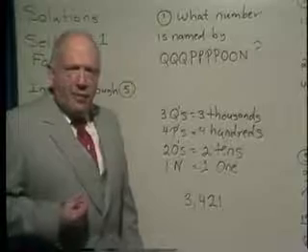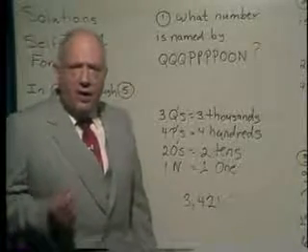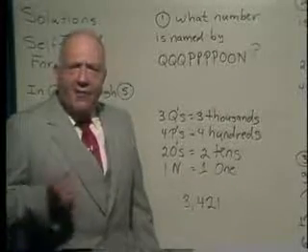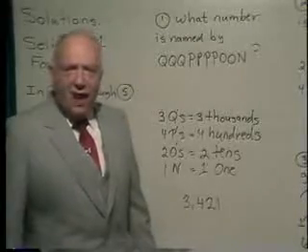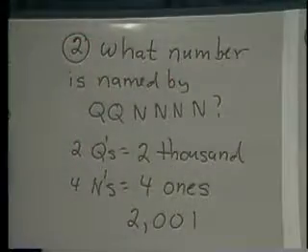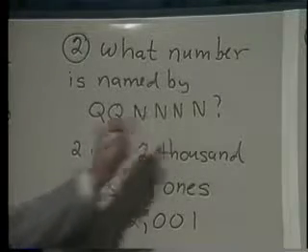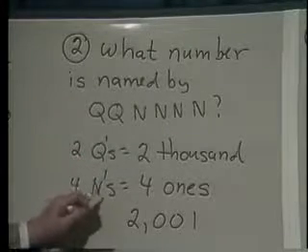The next problem I want to do with you shows you the difference between when you need a placeholder and when you don't. In other words, as long as the nouns are visible, the absence of the noun tells you you have none of that denomination. See, problem number 2 says, what number is named by Q, Q, N, N, N, N? Well, that's just another way of saying what? We have 2 Q's and 4 N's.